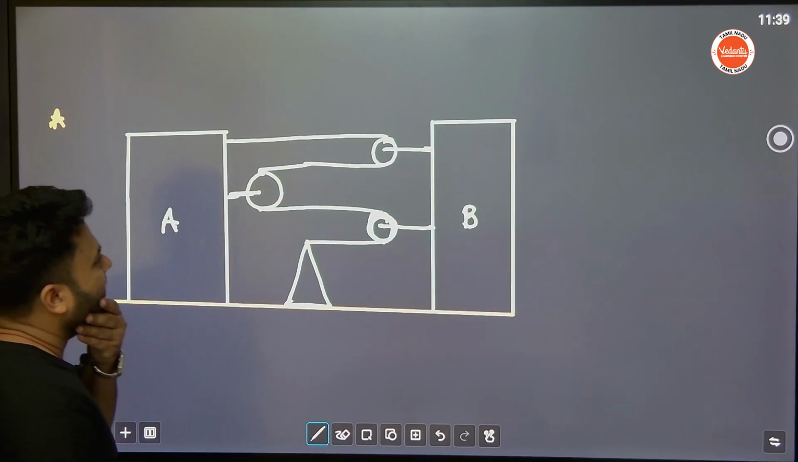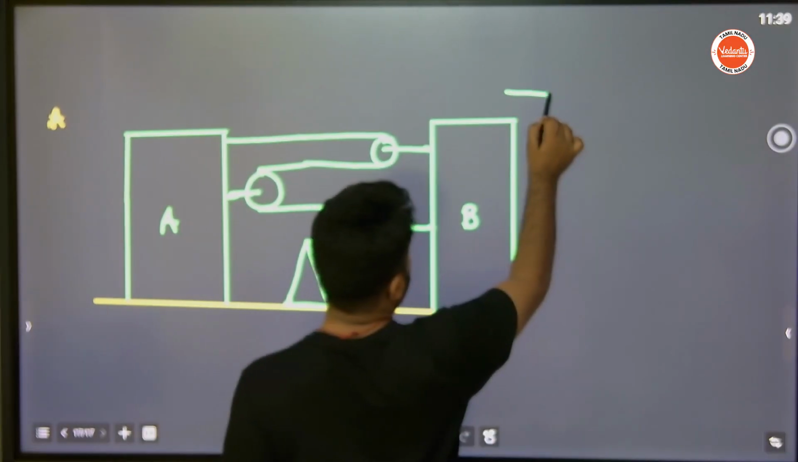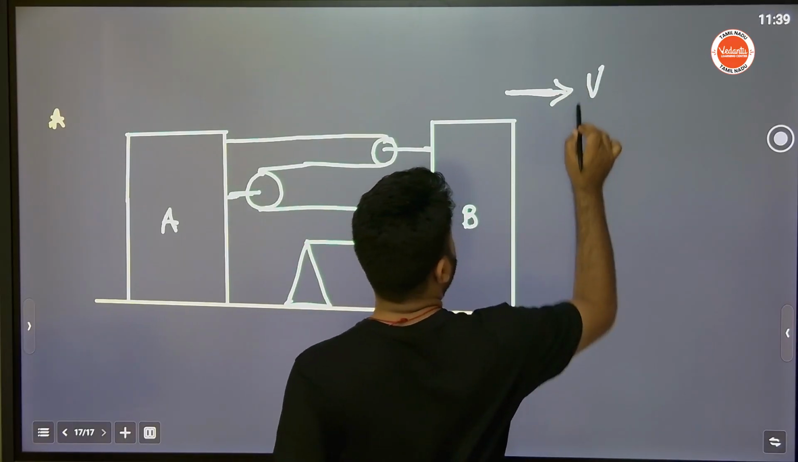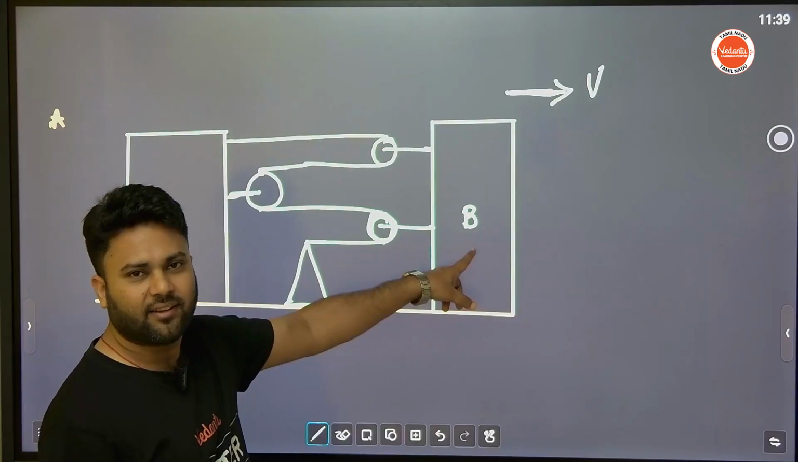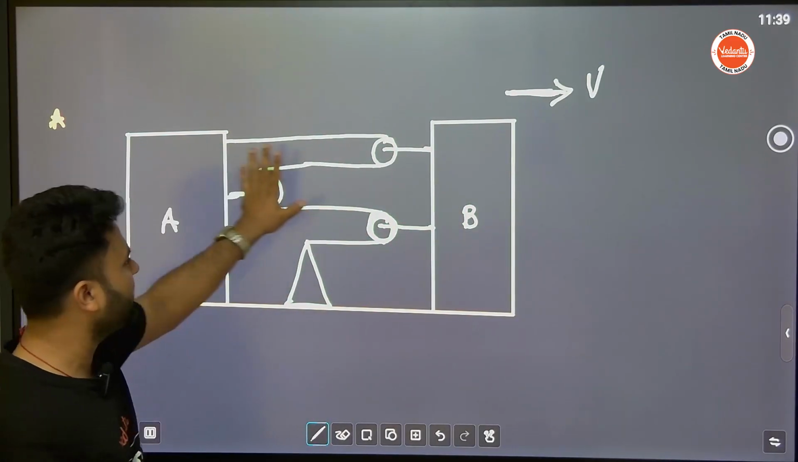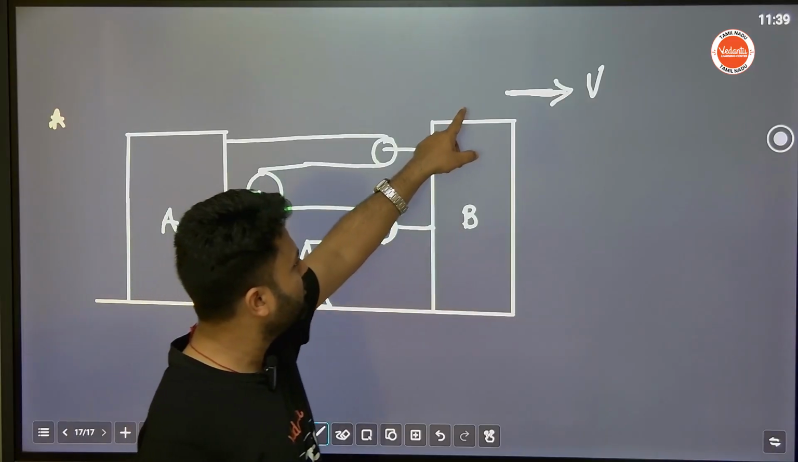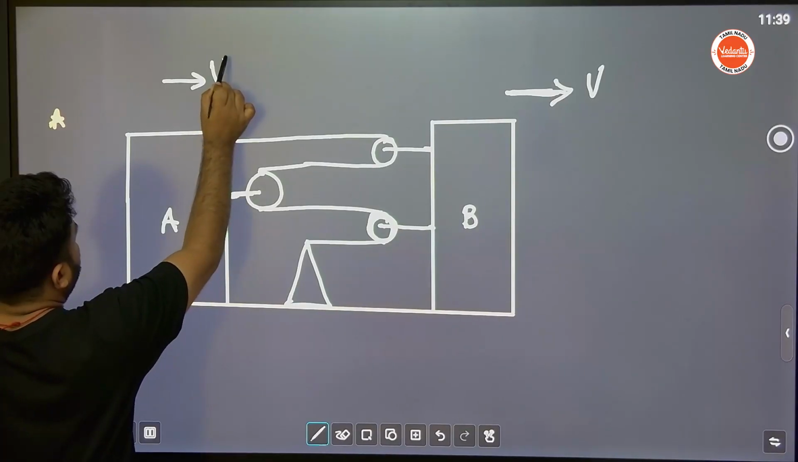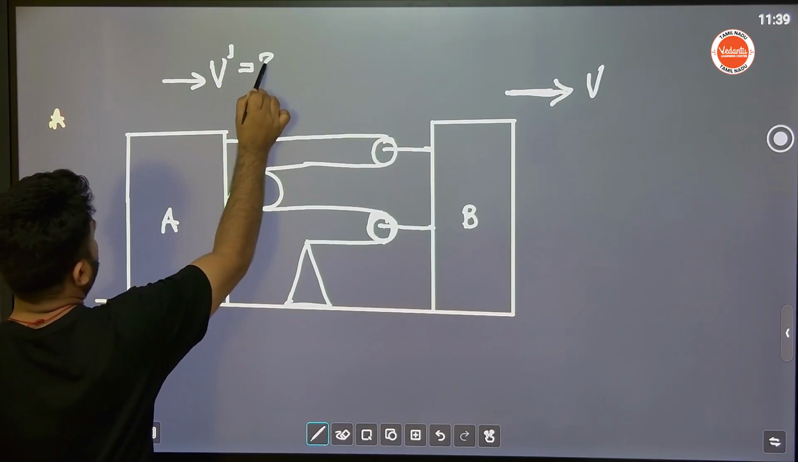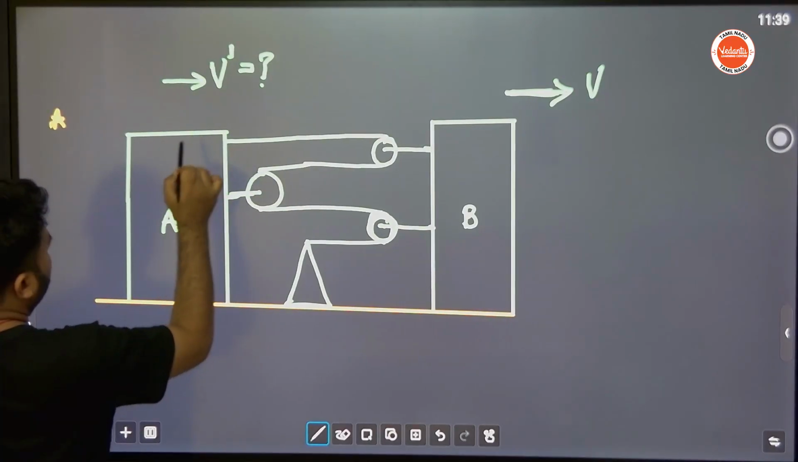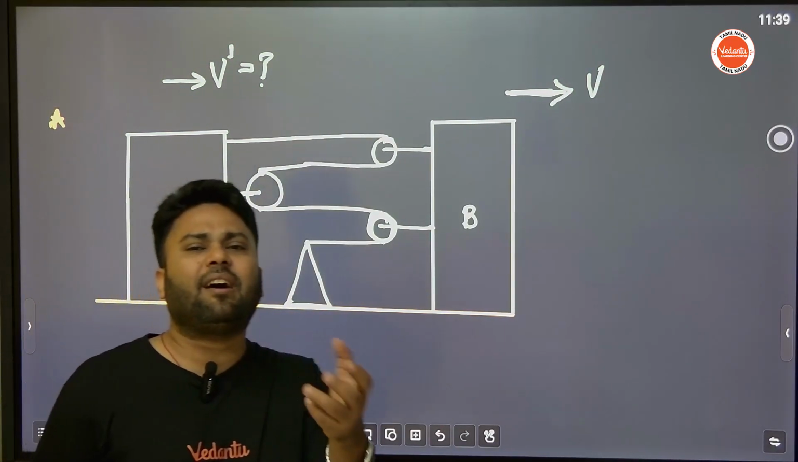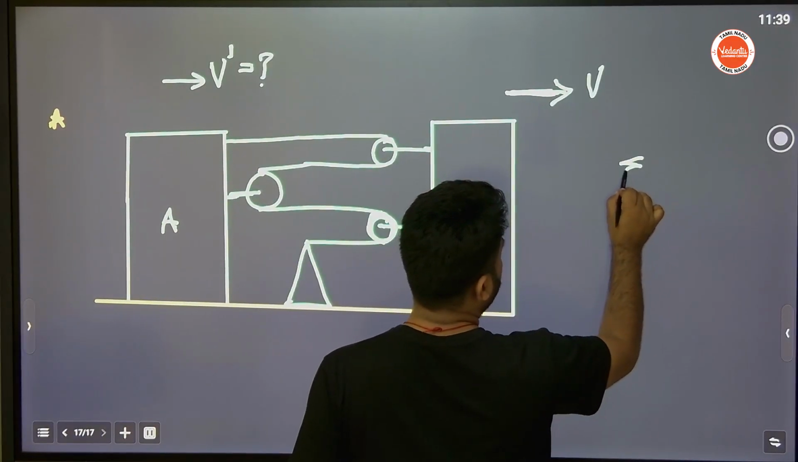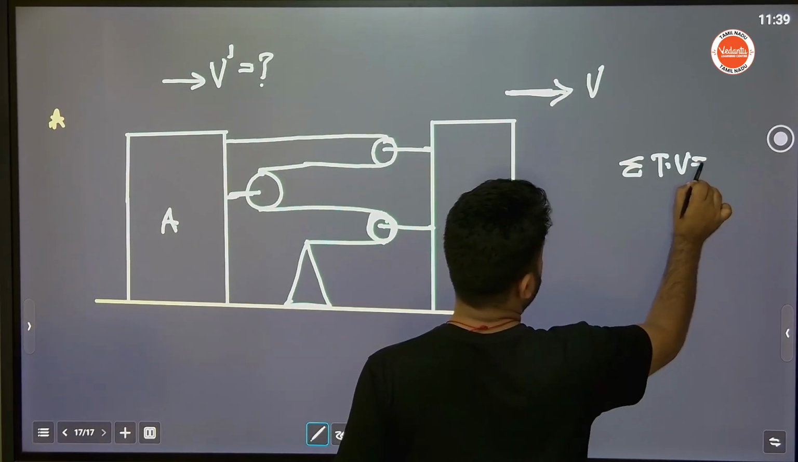So what is the scenario? Suppose this object B is moving with v velocity. Again, understand the question. This is the arrangement they have given. This object B is moving with v velocity. With what velocity will this object A move? What will be v dash? They could have asked velocity, they could have asked acceleration, same concept, that is summation of T dot A or summation of T dot V equals 0. This you have to do.